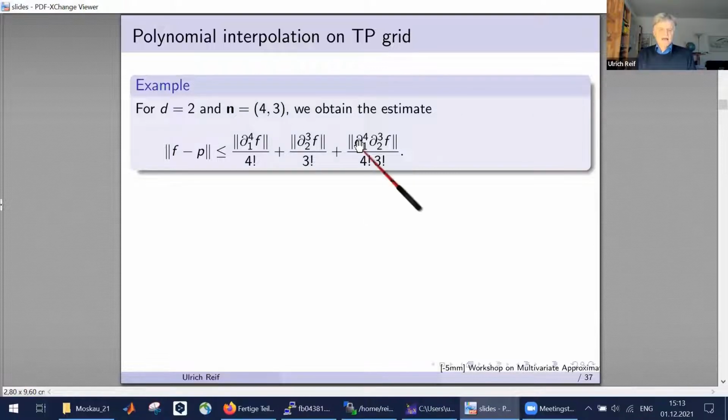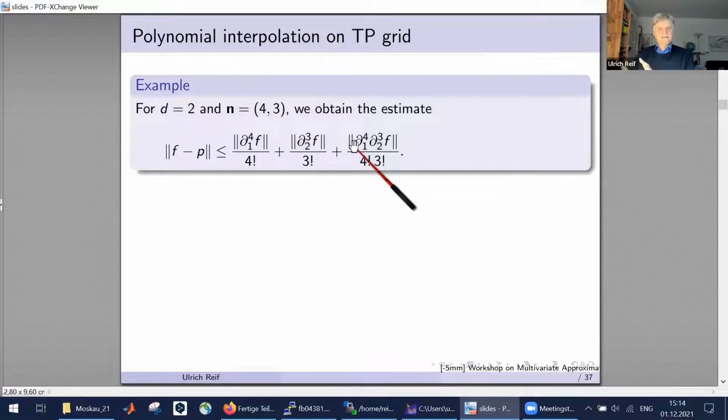Yeah, so in the bivariate case, if you have order 4 in x direction and order 3 in y direction, then this error estimate reads as follows. You have the maximum of the fourth derivative with respect to x of the function divided by factorial 4, and the third partial in y direction divided by 3 factorial, and then you have mixed partial derivatives in this way here. So what is requested here is a derivative of very high order. So this is a derivative of order 7.